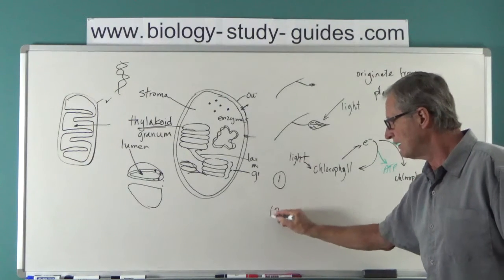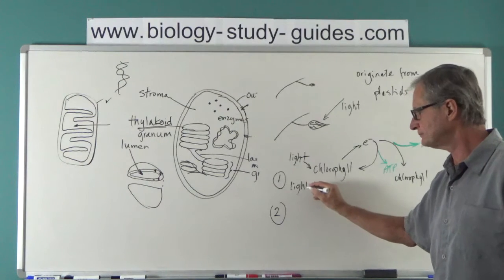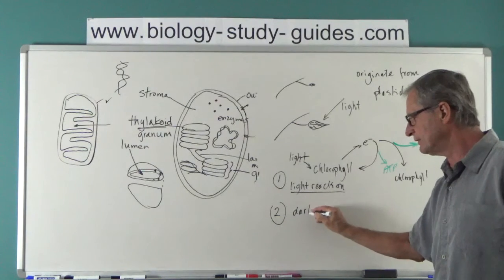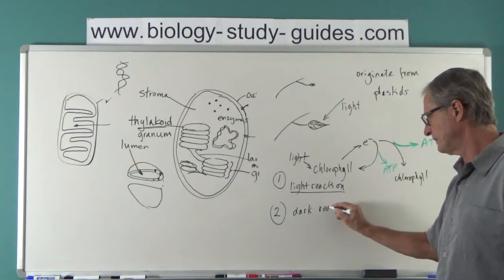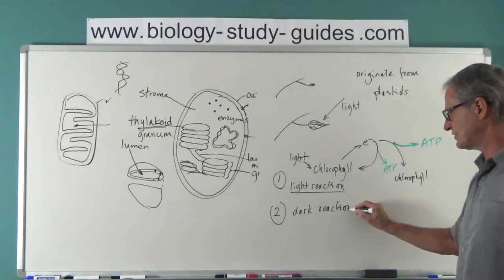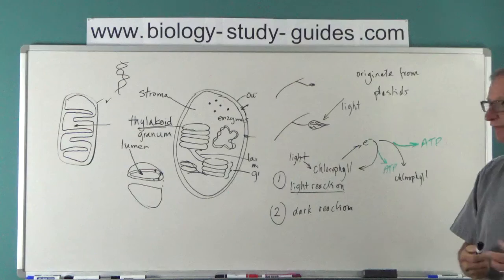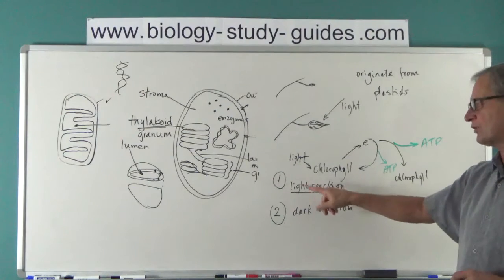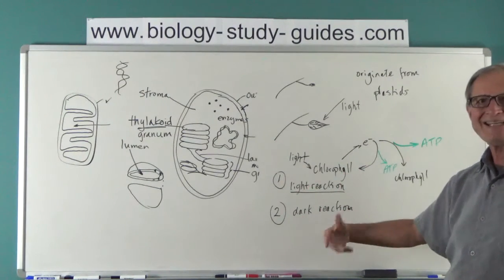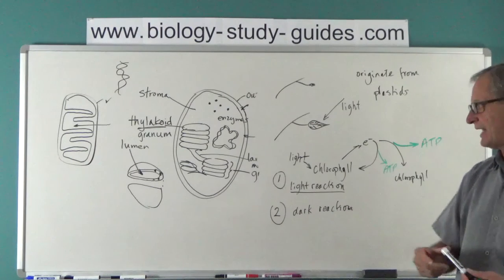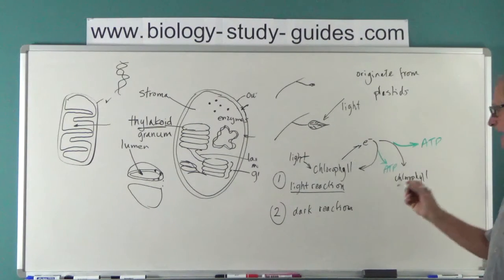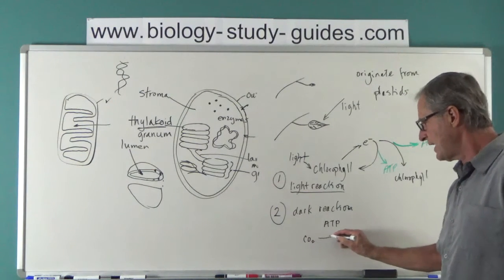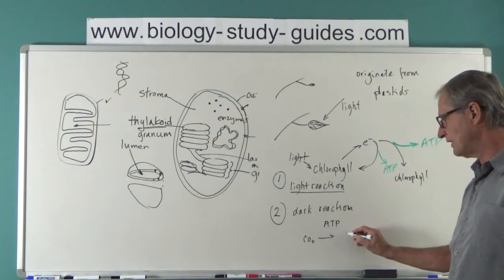The second one is often called the dark reaction because it's not dependent on light. It doesn't necessarily need the absence of light. It can occur when light is present, but it doesn't depend on light. So it'd be a bit more correct to say the light-dependent reaction and the light-independent reaction, because this will take place in light and in dark. But what happens here is that this ATP that was generated is used to take carbon dioxide and convert it into sugar.